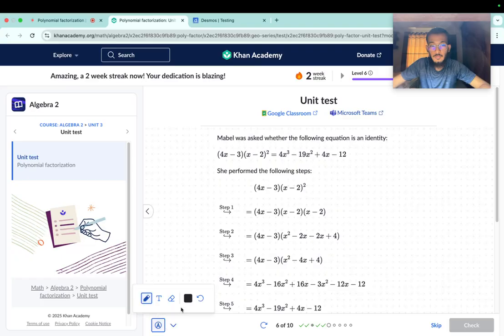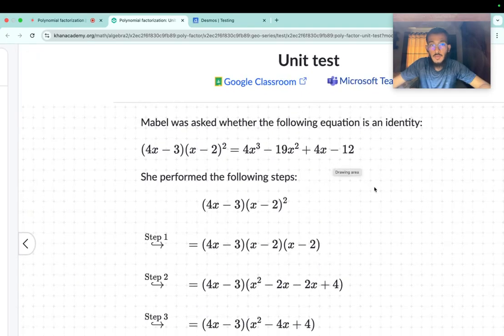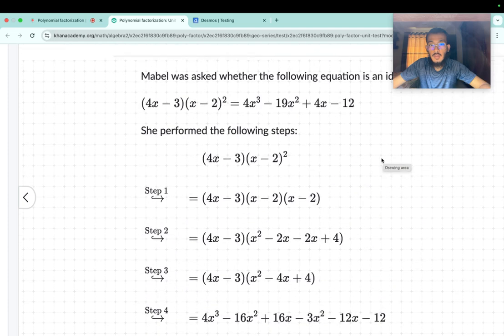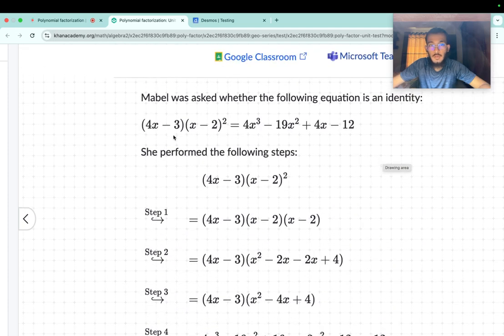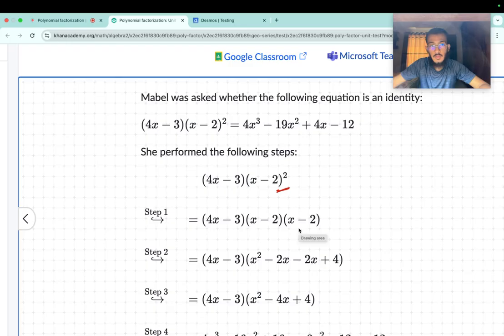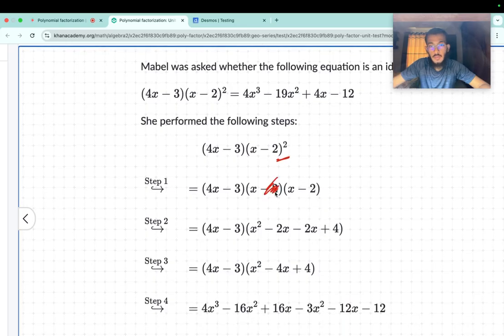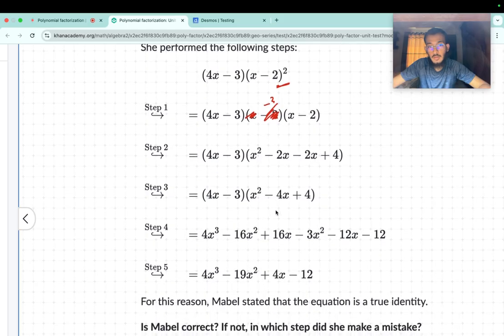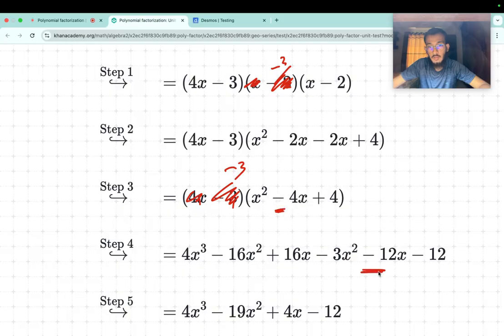Okay, next question. Mabel was asked whether the following equation is an identity. She performed the following steps. For this reason, Mabel said that the equation is an identity. Is Mabel correct? If not, in which step did she make the mistake? So step 1: this thing squared means we multiply this thing twice. Then x squared, negative 2x, and negative 2x, positive 4. Then you multiply everything with 4x, so 4x cubed plus negative 16x squared, positive 16x, and then with negative 3, negative 3x squared. Negative 3 times negative 4 is positive 12. So step 4.